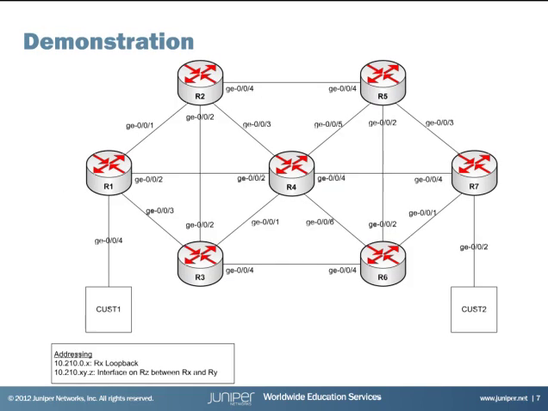Let me demonstrate this for you using the topology you see on the screen. Here you see a network with 7 routers and 2 customers. I have pre-configured all the routers except R1. I will configure R1 to communicate with the remaining routers using RSVP. Then I will configure an RSVP-signaled LSP from R1 to R7.